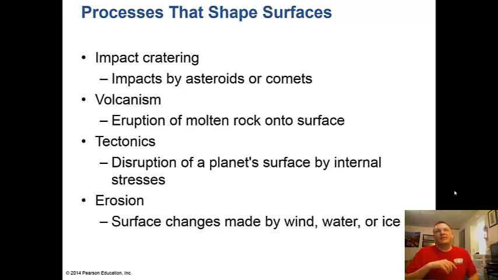There are a number of features that can shape the surfaces. One is impact cratering, impacts by asteroids and comets. There's volcanism, the eruption of molten rock onto the surface. There's plate tectonics, the disruption of a planet's surface by internal stresses, the plates moving. And then there's erosion, surface changes made by wind, water, or ice.